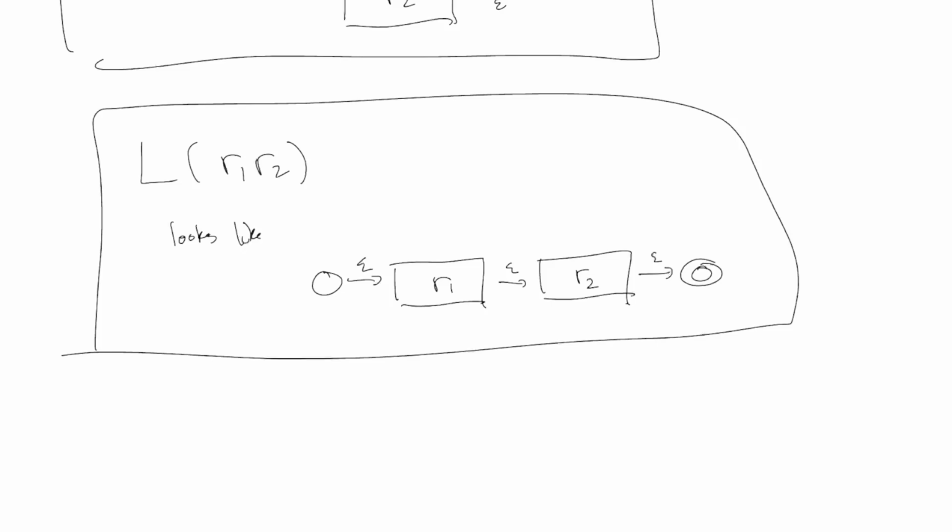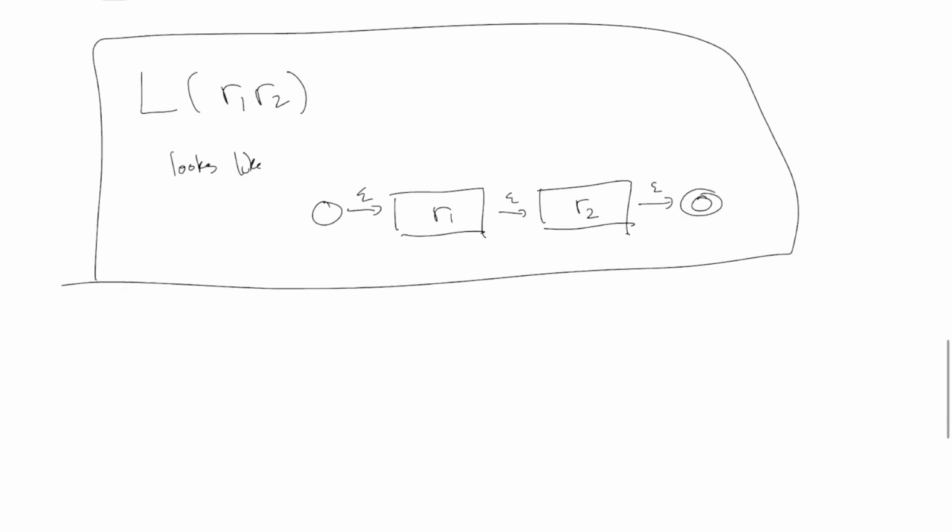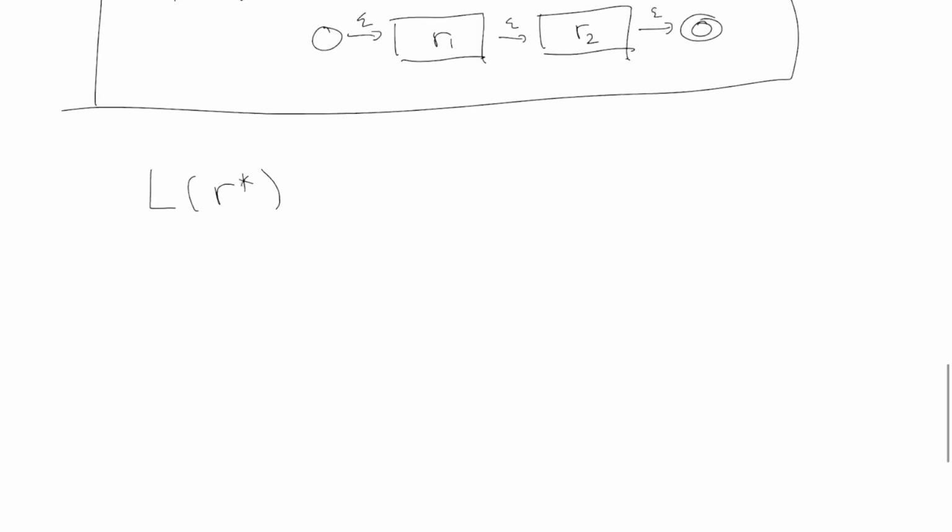And then we should talk about the star. So what about L of R star, where of course R could be a more complicated thing, not just a single letter? Now this is only one thing, so it's going to look something like you go through R, and then what? I guess the end of R comes out.